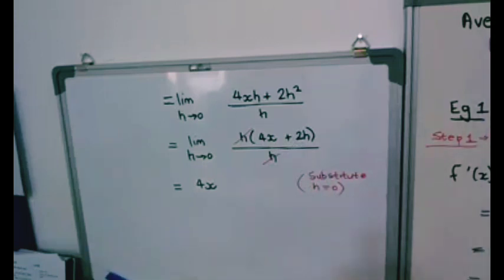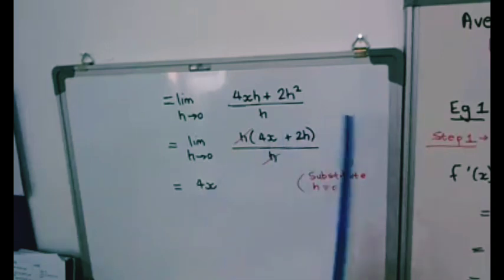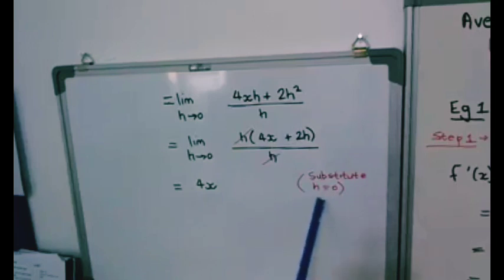Now our final answer, we don't put limit as h tends to 0, we just put our answer, which in this case will be 4x. The reason it's 4x is because I've substituted 0 into h, so 2 times 0 is 0. So my answer is just 4x.